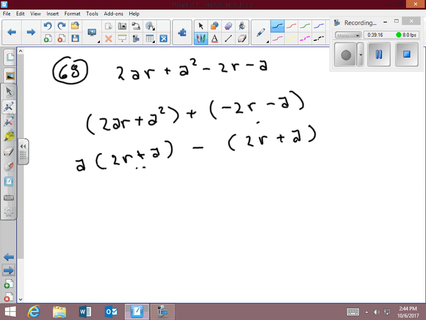Now notice these 2 are just exactly alike, so what do I do? Take them out, 2r plus a, and what do I have left? An a here, and what here? Minus 1. And that's completely fine.